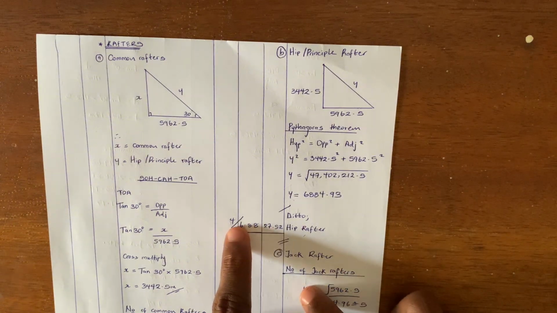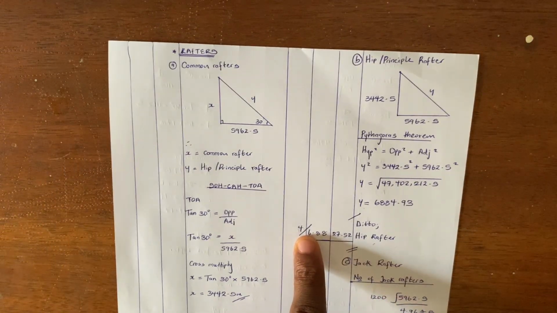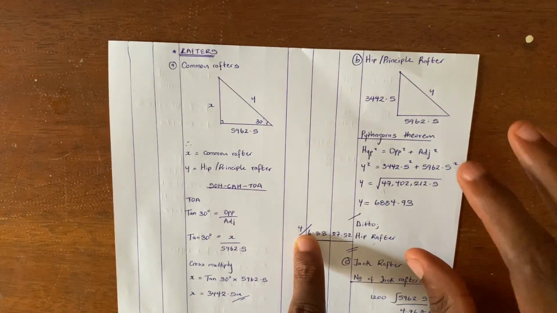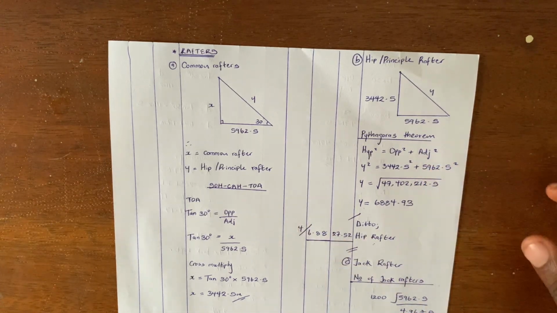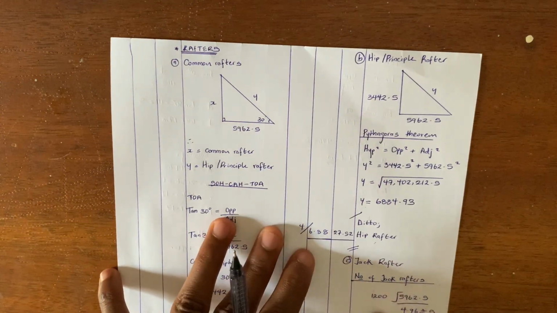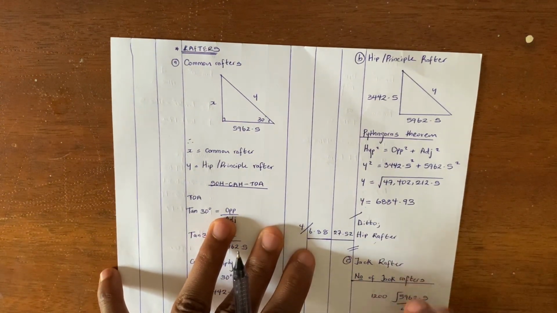And that is why I multiply this by 4. Doing this, you've measured for your principal or hip rafters. Then the next one we're going to be measuring for are your jack rafters. Now this is where there's a little work.